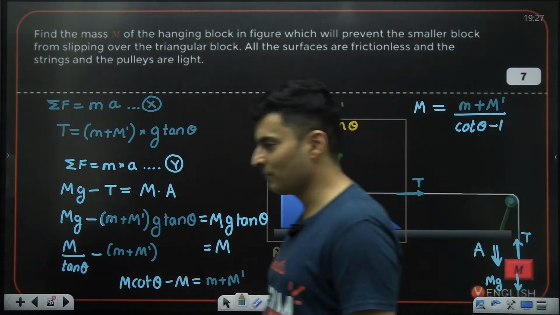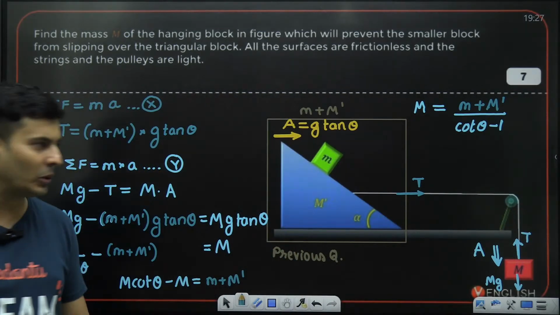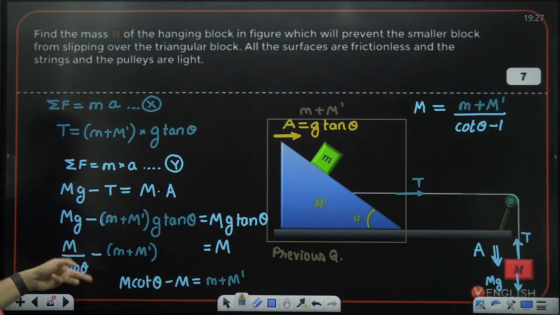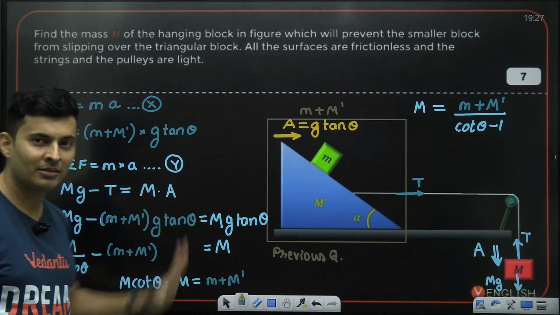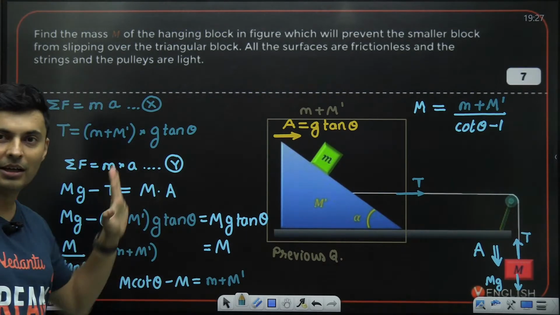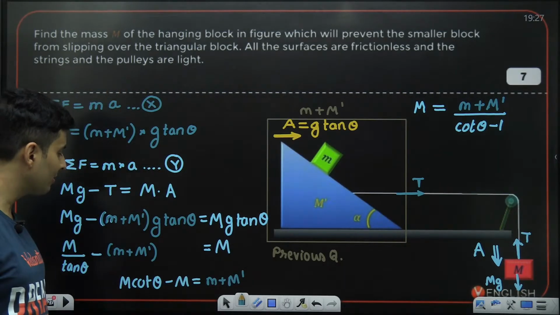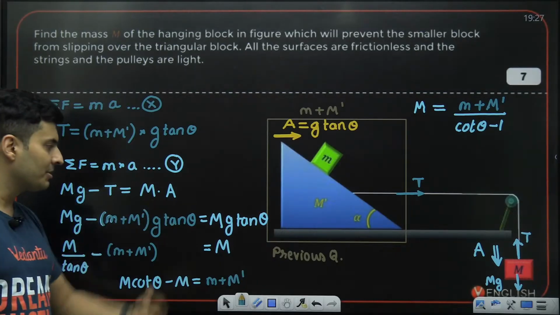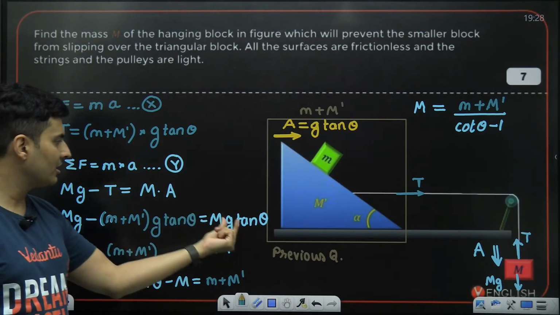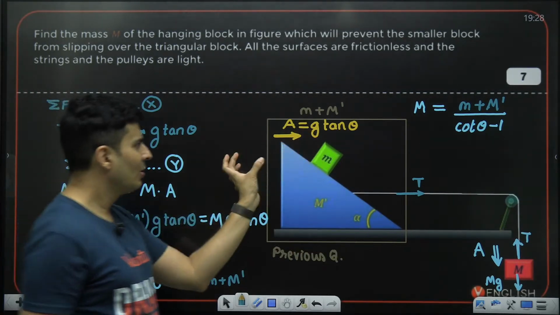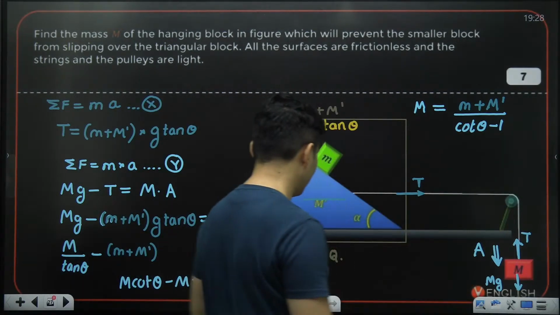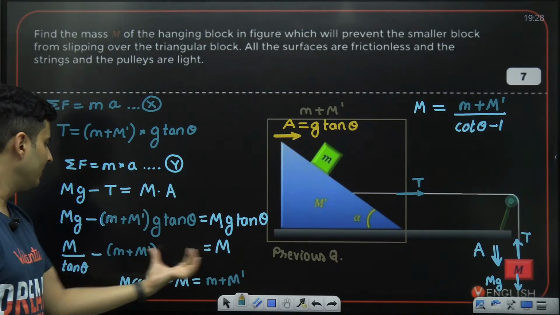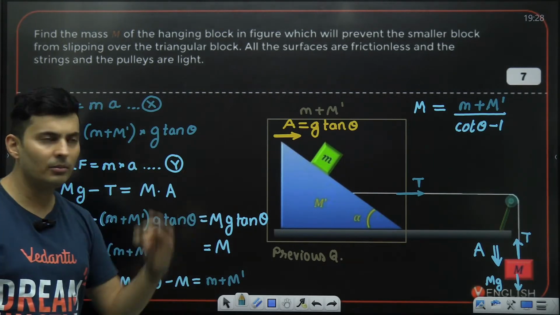What a brilliant question, isn't it? Three masses are there. So if you make a mistake in the symbol, gone. You will make a blunder, you will get silly negative marks, or you'll lose marks already. So be very, very careful in which m's you are using where. This acceleration was g tan theta, which we got over here. Obviously, if this goes this much, this will also go by the same much. So acceleration magnitudes were the same. So we use that and we rearrange the equation to get it in a beautiful form.